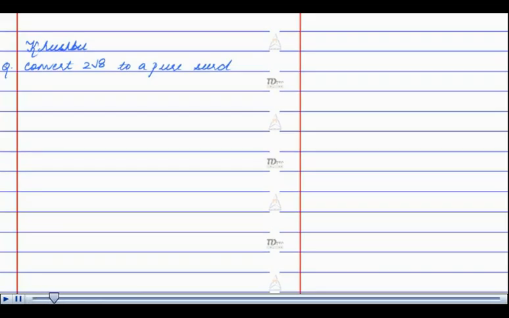Hello, I am Khushbu. The question is, convert 2 root 8 to a pure surd. 2 root 8 can be written as under root of 2 square into under root of 8, that is under root of 4 into 8, that is under root of 32. This is the required solution.